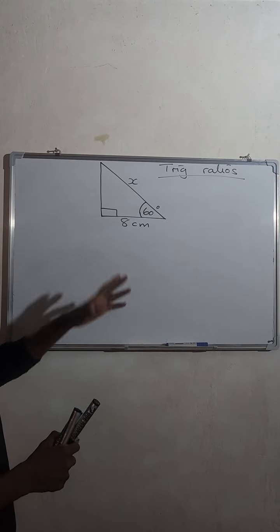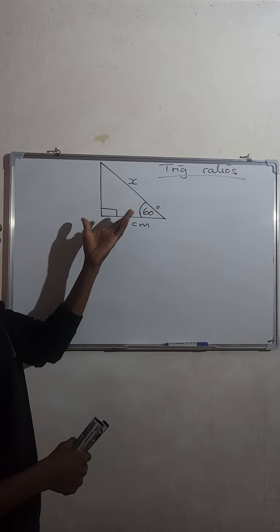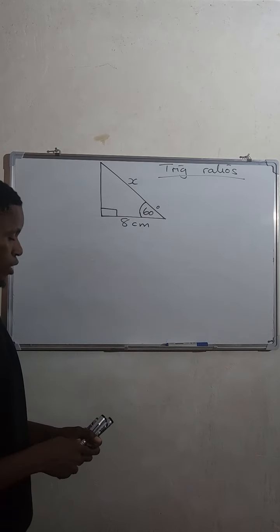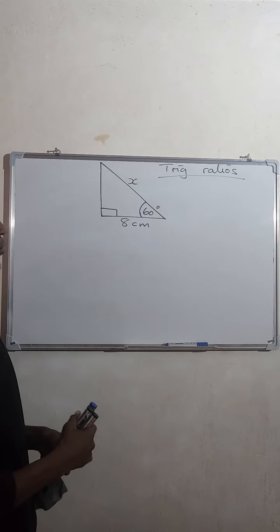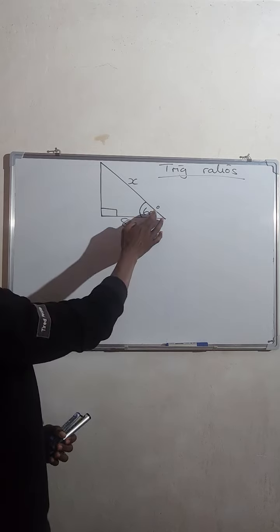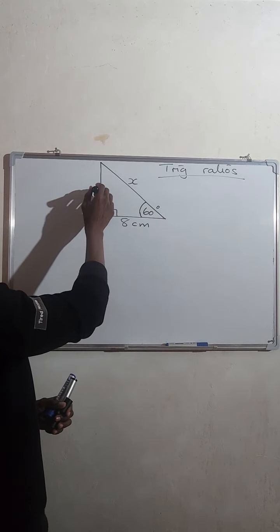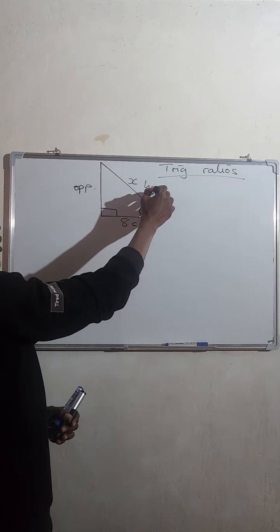Given the triangle, find the value of x. These are trigonometric ratios. And if they are trigonometric ratios, first of all, you need to name your sides based on this angle. And according to 60 degrees, this side is the opposite and this side is the hypotenuse.